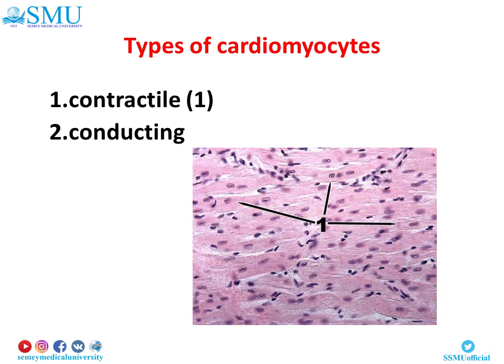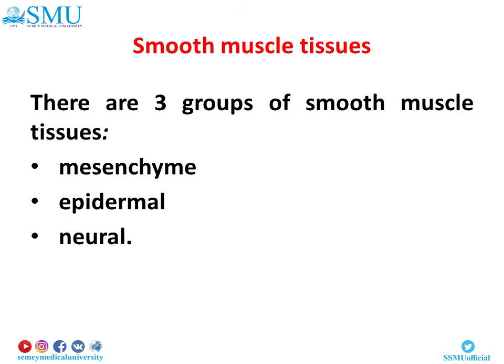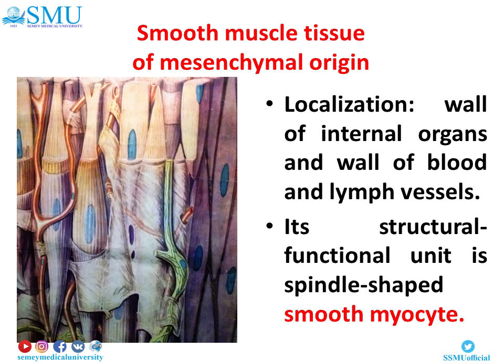Smooth muscle tissues. There are three groups of smooth muscle tissues: mesenchymal, epidermal, and neural. Smooth muscle tissue of mesenchymal origin. Localization: wall of internal organs, wall of blood and lymphatic vessels. Its structural functional unit is spindle-shaped smooth myocyte. Cytoplasm of myocyte contains slightly developed common organelles placed in poles of stick-shaped nucleus located at the center.